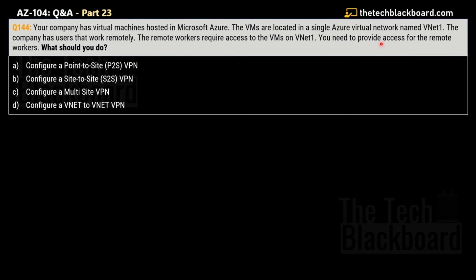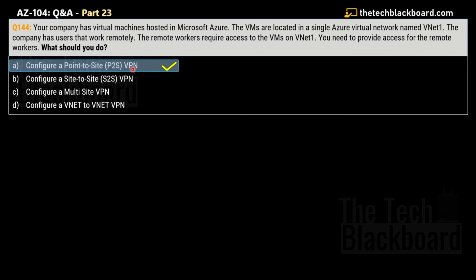Now you need to provide access for the remote workers. What should you do? Your options are: option A, configure a point-to-site or P2S VPN; option B, configure a site-to-site or S2S VPN; option C, configure a multi-site VPN; and lastly, option D, configure a VNet-to-VNet VPN. The correct answer for this question is option A, configure a point-to-site VPN.